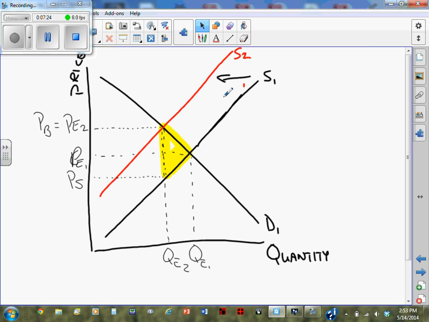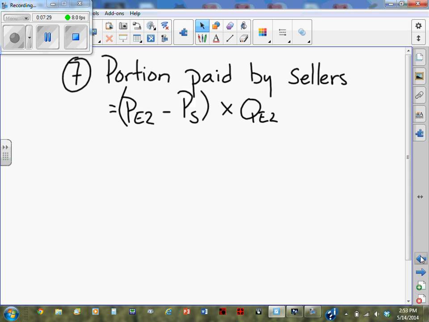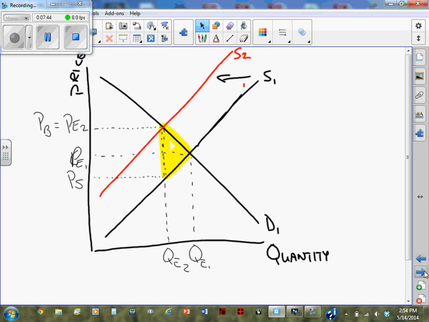On the other hand, part of this will be paid by the sellers. The portion paid by the sellers is going to be the portion that is below the old equilibrium price. If you take a look at this graph, you'll notice that we have two rectangles within the triangles that were our old consumer surplus and our old producer surplus. So the seller's burden is coming out of its old producer surplus. And it's this area here.